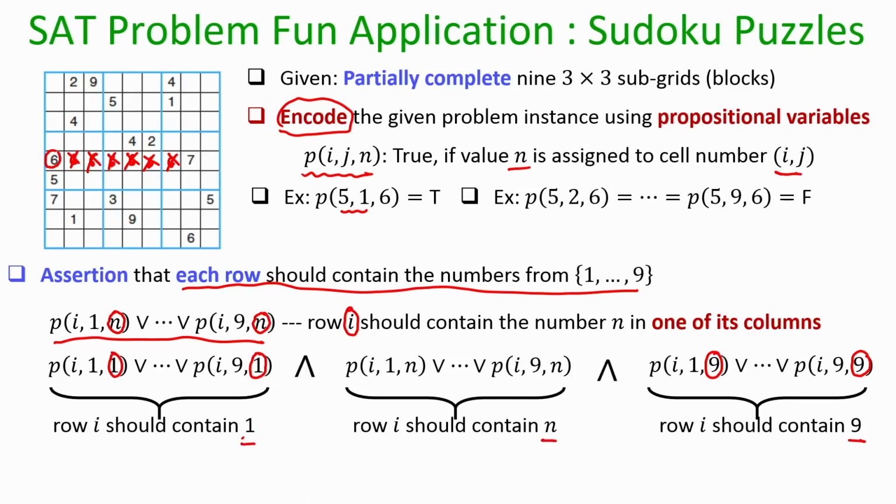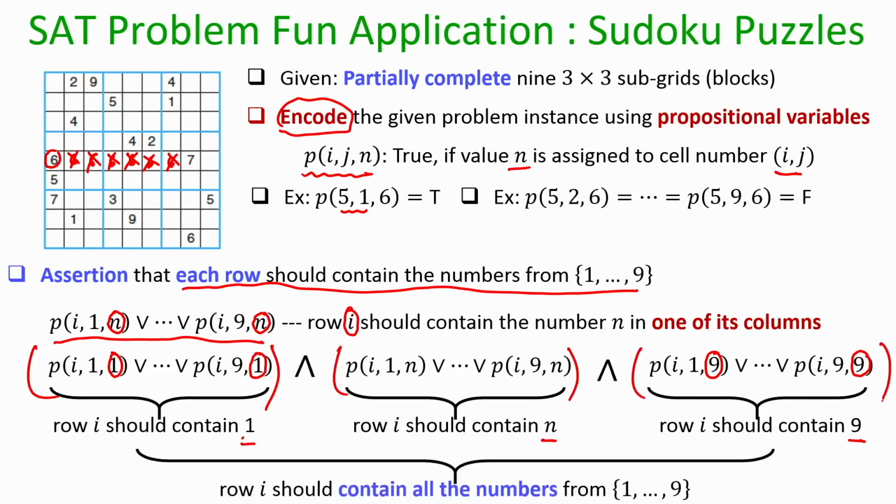And now, if I take the conjunction of all these expressions separately, okay, that represents the fact that I want to assert here that my row number i should have all the numbers from 1 to 9 appearing somewhere. Okay. That is what the conjunction of these 9 sub expressions will represent.